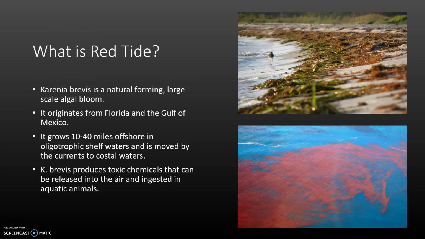So, what is red tide? Red tide, also known as Karenia brevis, is a naturally forming large-scale algal bloom where there's a higher than normal concentration of this microscopic alga, which is a plant-like organism. It's found mostly in Florida and the Gulf of Mexico. It's well known because of its red hue. That's why we call it red tide. It's also abbreviated as K. brevis.